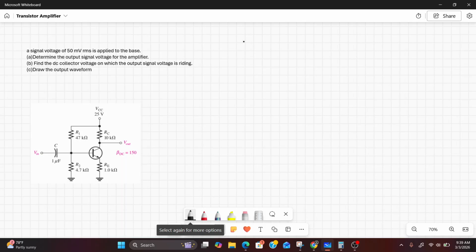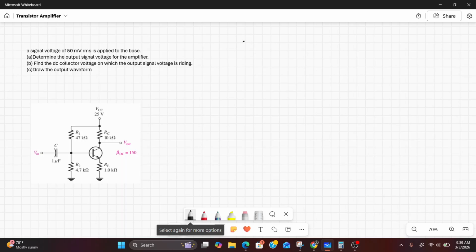All right, so let's do this transistor amplifier problem. This is a transistor in a common emitter configuration, and the problem says a signal voltage of 550 millivolts RMS is applied to the base. So determine the output signal voltage for the amplifier. That is the first thing that we need to do.